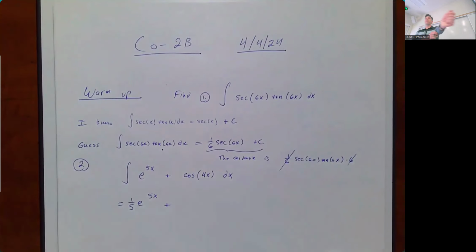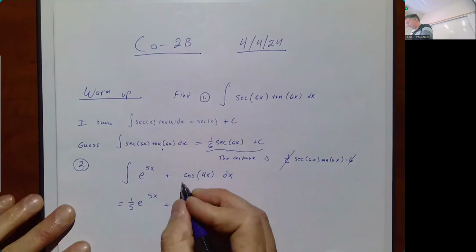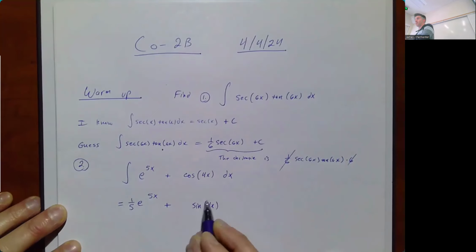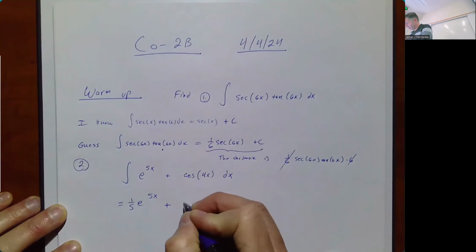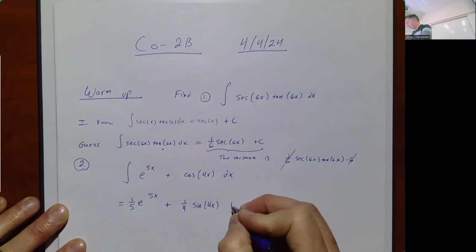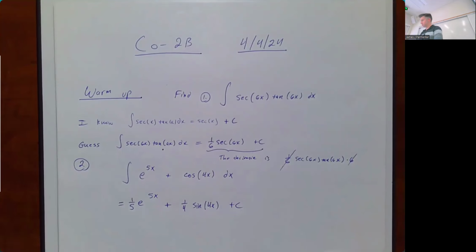Plus the antiderivative of cosine of x is sine of x. The antiderivative of cosine of some stuff is sine of that stuff. But if I were to take the derivative of this, I'd end up multiplying by 4. So I need to divide by 4 to account for it. And then I need to add on a c, because of course we need a plus c.